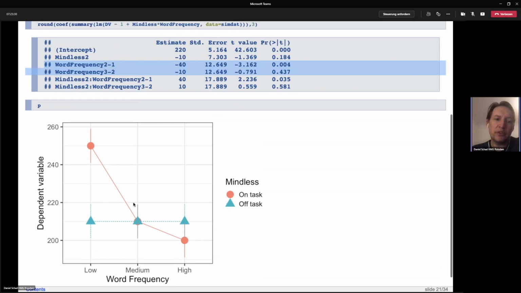We first compare 2 versus 1, medium versus low. And we see that this is from 250 to 210. That's a difference of 40. And this is exactly reflected here, highly significant effect.